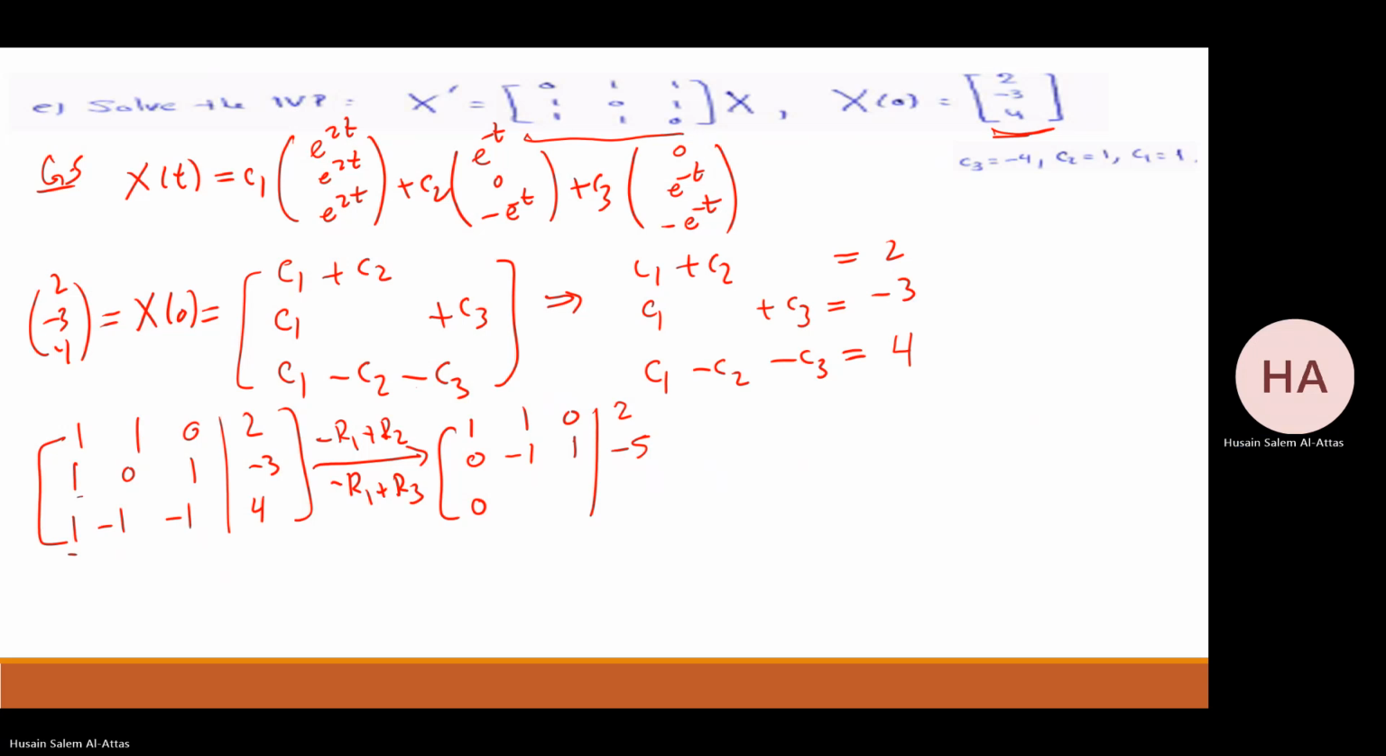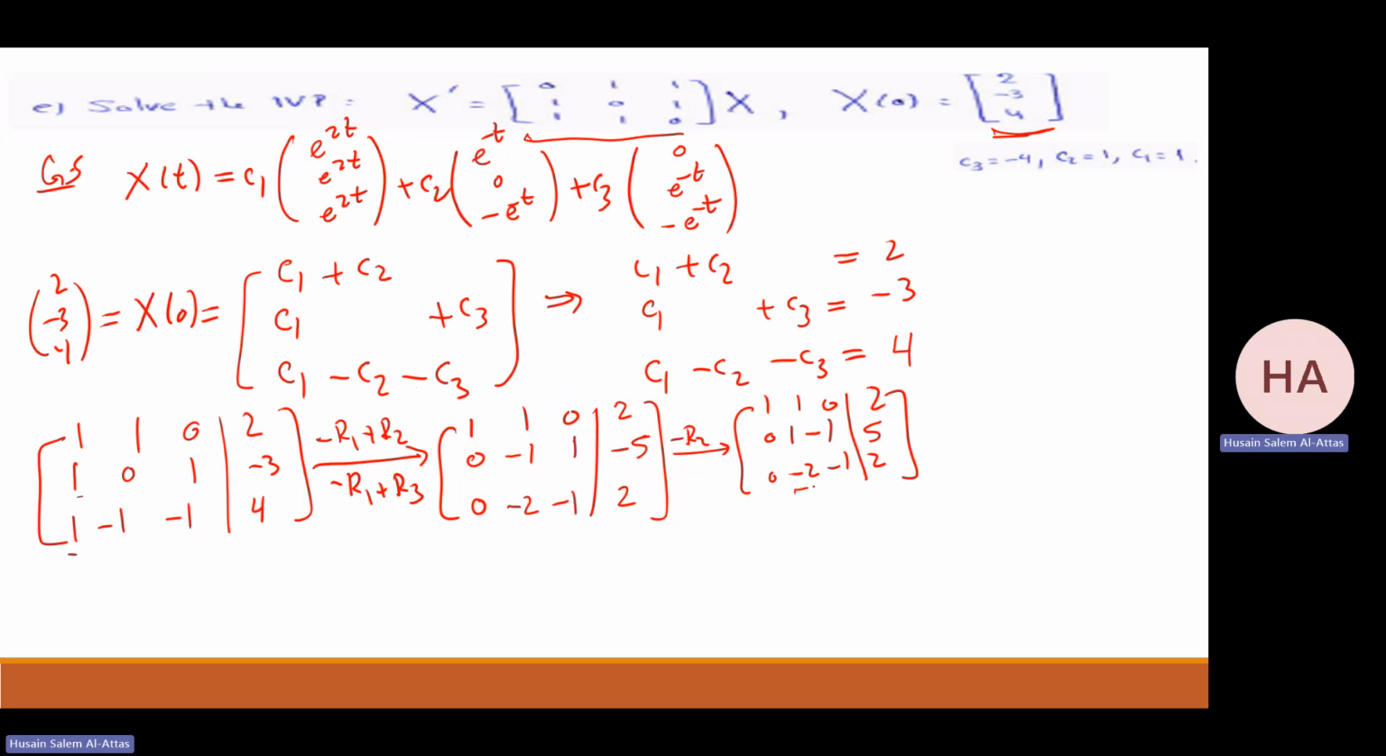Now, by minus 1 and add, that will be 0. By minus 1 and add, that will be minus 2. By minus 1 and add, that's minus 1. By minus 1 and add, that will be 2. Now I change this to plus, minus R2. I have 1, 1, 0, 2; 0, 1, minus 1, 5. Okay, this is the same.